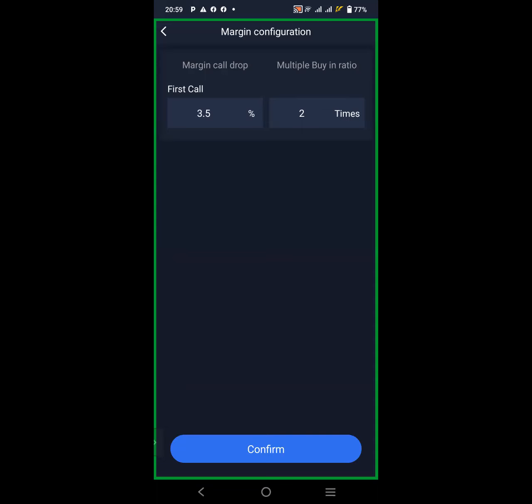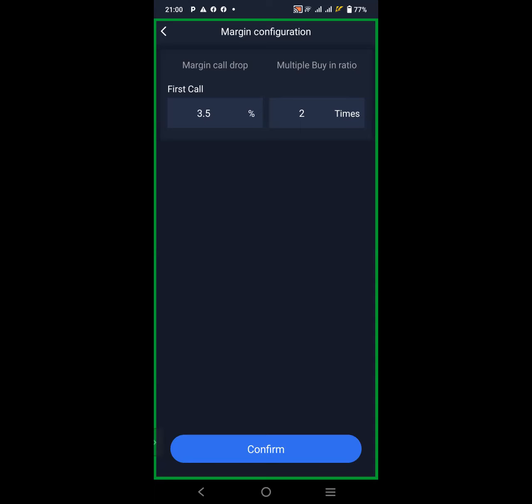It means what will happen is this. When the market goes down by 3.5%, the robot is going to buy with another $38 times 2, which is 76. So it means your position in this case is going to have $114.